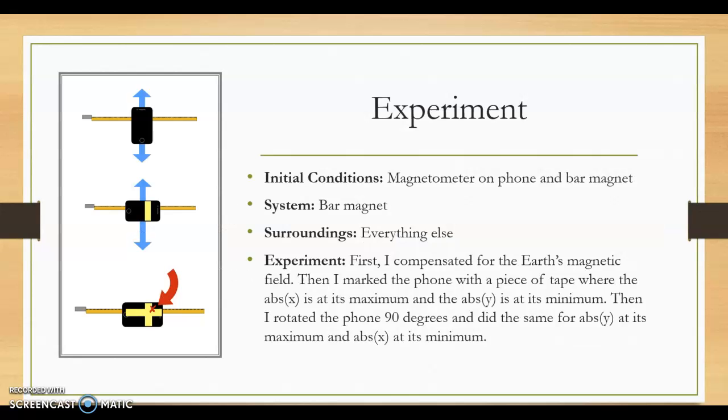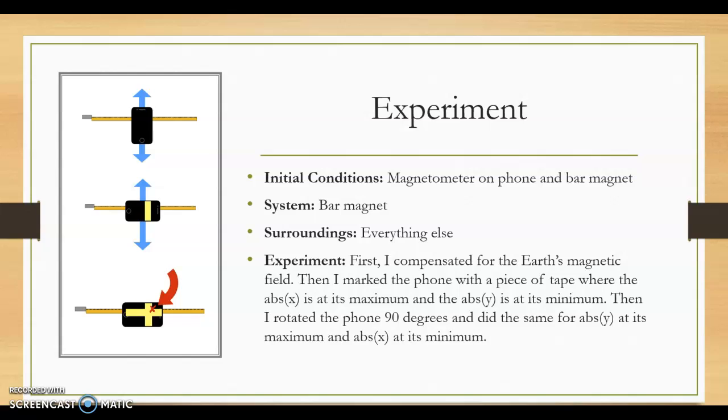So for the experiment, the initial conditions were that I have a magnetometer on my phone, which I downloaded, and a bar magnet. The system is the bar magnet, and the surroundings is everything else.